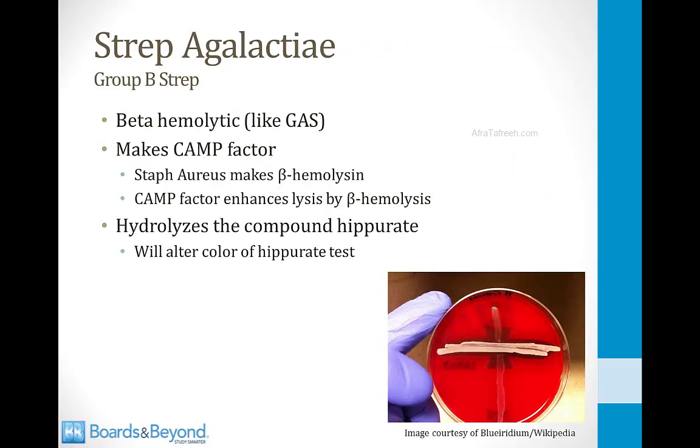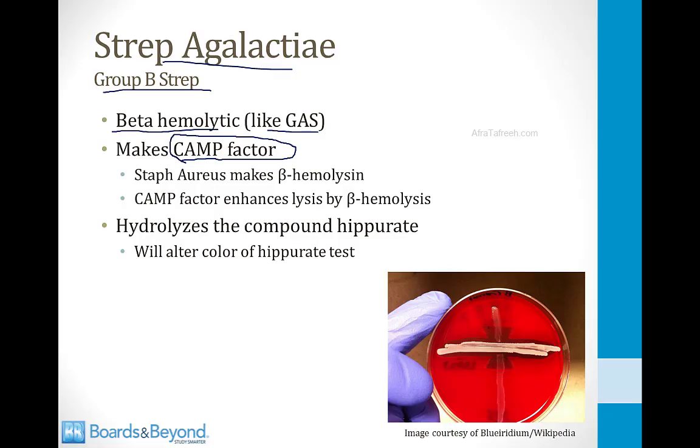Next strep bacteria we're going to discuss is called Strep agalactiae, and this is also called Group B strep. It is a beta hemolytic bacteria, just like Group A strep, so you can remember that Group A and B strep are the 2 beta hemolytic strep. A couple of special features of this bacteria that you should know about. The first one is that it makes something called the CAMP factor. So CAMP factor is named for its inventors. They each have an initial that's in the name, C, A, M, and P.